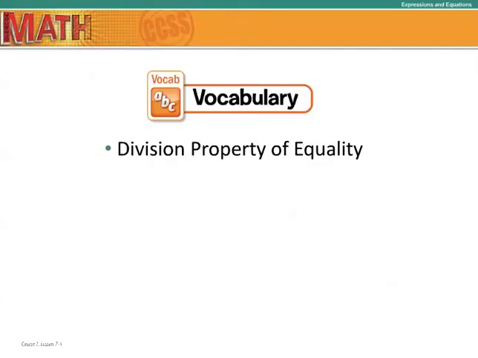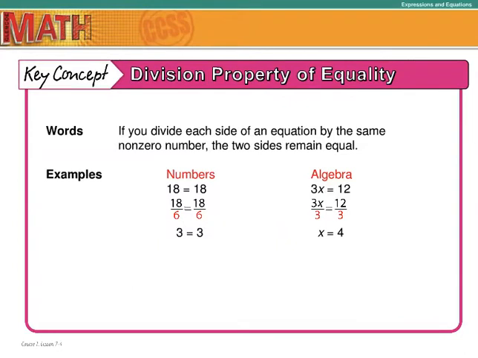So we're going to learn about the division property of equality. So I would like you to take a minute and write that in your notebook. Okay, the division property of equality states if you divide each side of an equation by the same non-zero number, the two sides remain equal.